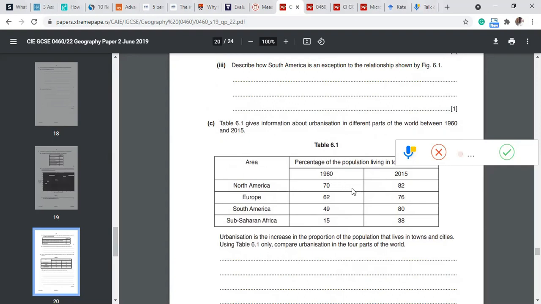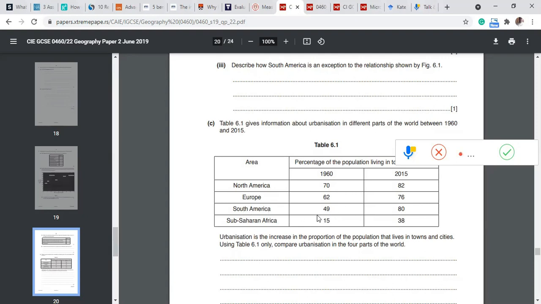So this one has a growth of how many? 70 minus 82, that's 12% growth. Europe has 62 minus 76, 14%. So Europe has more than North America. South America has 49 minus 80, that's 31%. So South America has the highest growth.